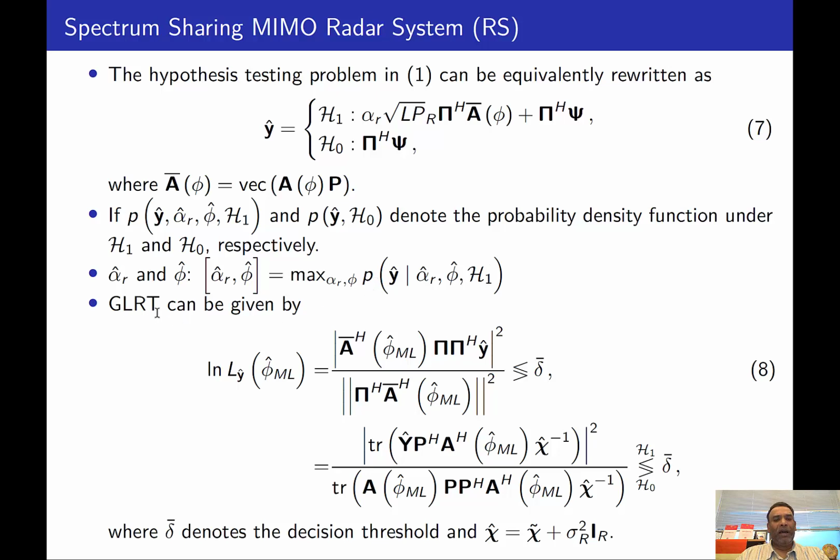So the GLRT, the local likelihood function test for target detection, can be formulated in this formula here. The delta here denotes the decision threshold. So whether the target is present or not depends on this test here. This is the GLRT test. This is the log likelihood function.